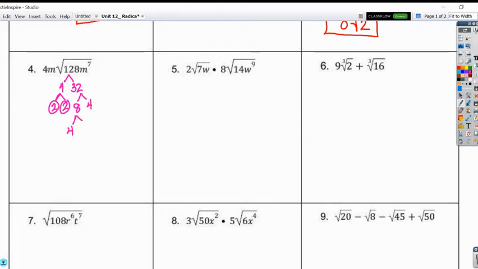8 could be a 4 times a 2. And 4 can be multiplied as a 2 times a 2. And this 4 is also not prime. I can do 2 times 2 there.